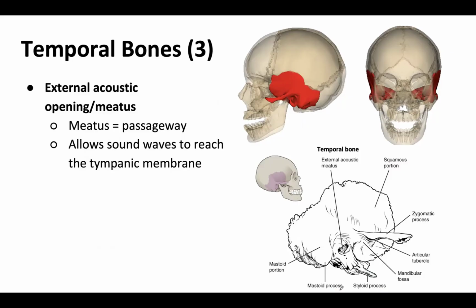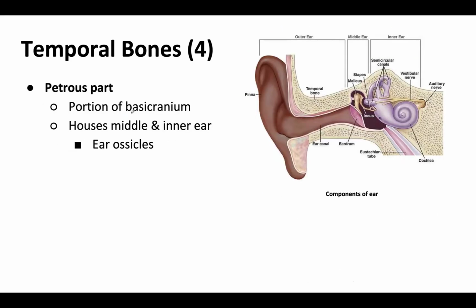Now, we keep skipping this big hole right here in this region. So let's talk about what that is. Well, the opening is called the external acoustic, or sometimes you hear auditory, opening. And the opening leads into the external acoustic meatus. Meatus means passageway, and that's exactly what this is, a passageway that allows sound waves to travel through this ear canal to reach the tympanic membrane, which is the scientific word for eardrum. So let's tunnel into this region a bit more and follow those sound waves.